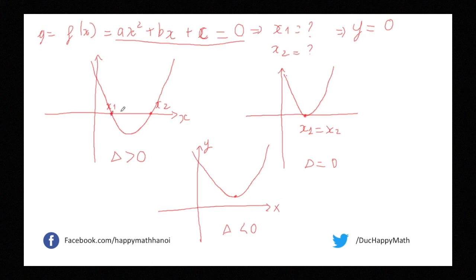Okay, two solutions means two x-intercept points. One solution means one x-intercept point, and no solution means no x-intercept point. Corresponding to delta: greater than 0, two solutions; delta equal to 0, one solution; and delta less than 0, no solution. Okay, that is all the general knowledge about the quadratic equation, how you can solve it and how you can graph it. After this, we will apply each piece of knowledge here for practicing.